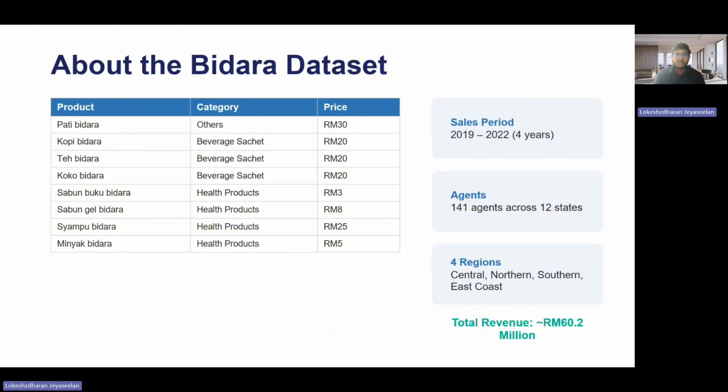So what datasets we'll be using today is we'll be using a sales dataset from the sales period of 2019 to 2022 and an agents dataset of 141 agents across 12 states. And then we'll divide it into four regions: central, northern, southern, and east coast.